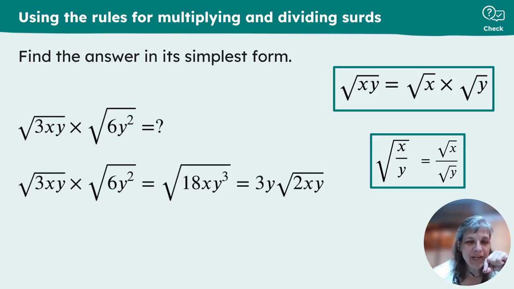Okay, hopefully you got an answer that looked like the root of 18xy cubed. But 18 can be broken down into root 9 times root 2, which 9 then becomes just the 3 outside. And y squared can be taken out, which becomes, outside of the radicand, just y. So you end up with 3y root 2xy.